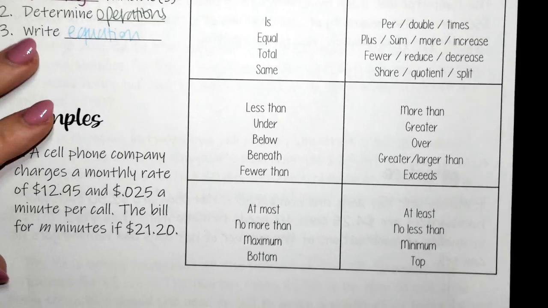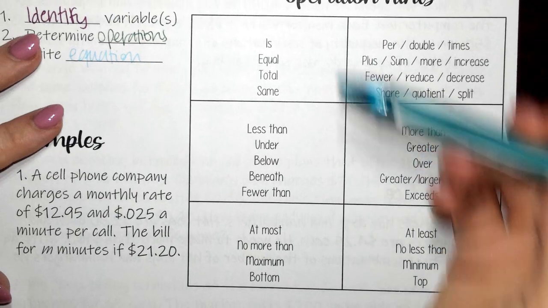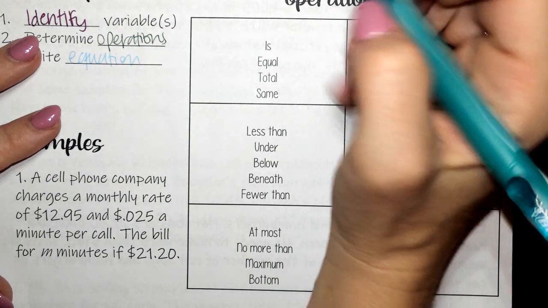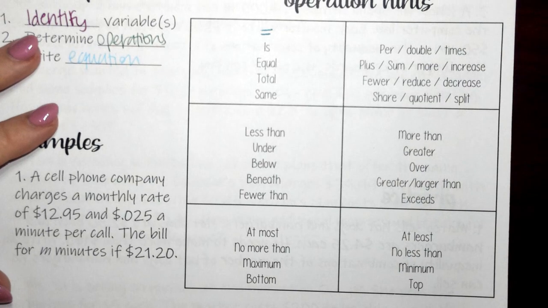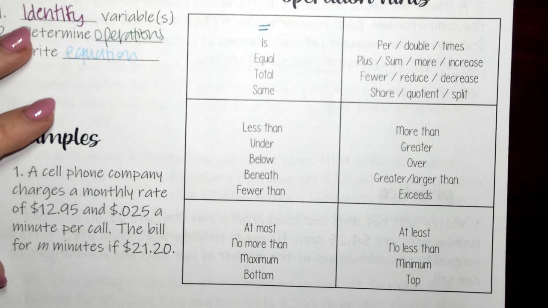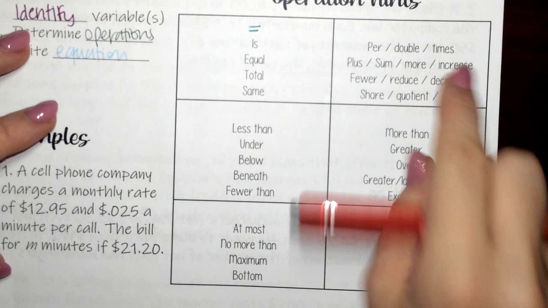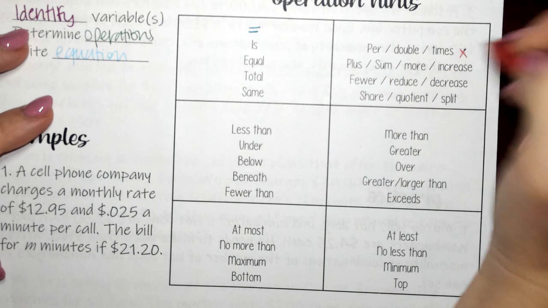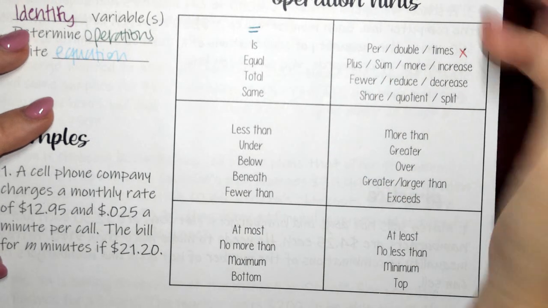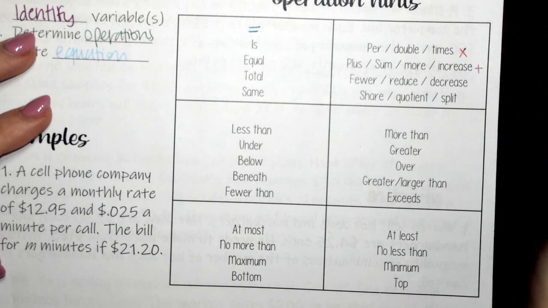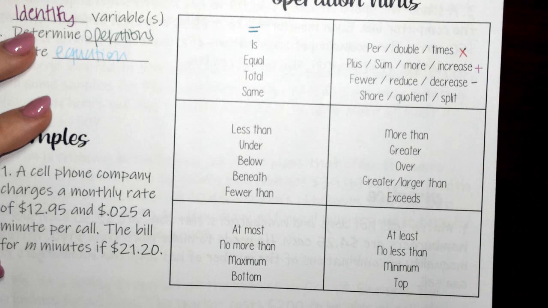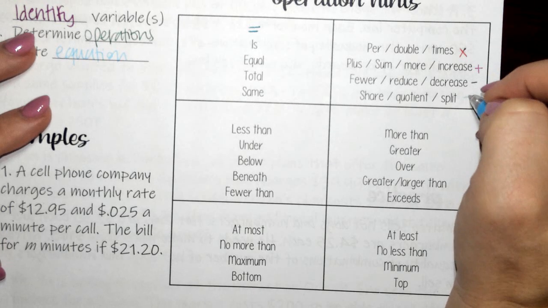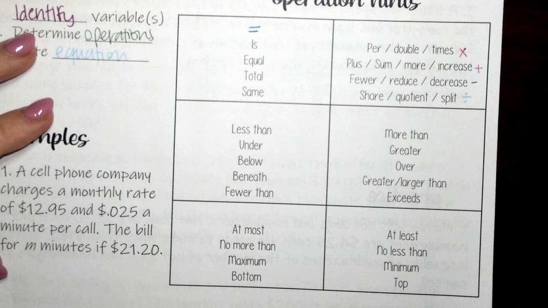So I've got some operation hints for you here. If we see some of these words: is, equal, total, same, then we are looking at that equal sign. If we see per, double, times, that's multiplication. Plus, some, more, increase, we're going to add. Fewer, reduce, decrease, we're going to subtract. And share, quotient, or split, we are going to divide.